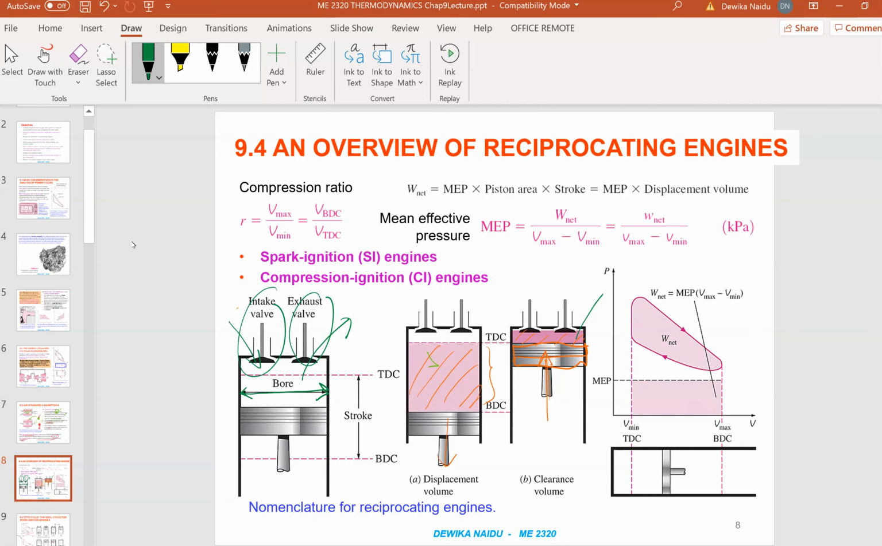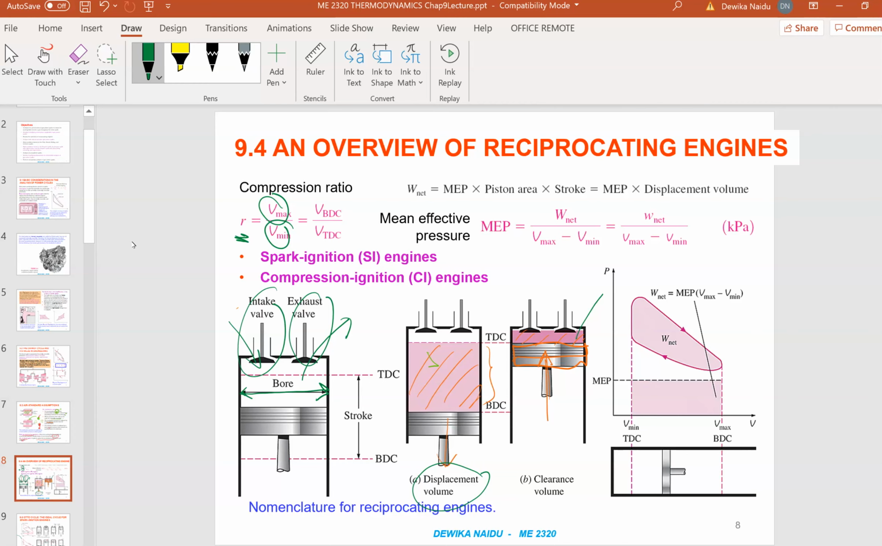Clearance volume. The volume displaced by the piston as it moves between the top dead center and bottom dead center is called the displacement volume. The displacement volume. The ratio of the maximum volume formed in the cylinder to the minimum, which means V max divided by V min, is given by the compression ratio R. So that is the compression ratio R.